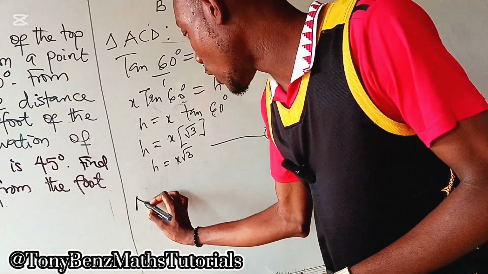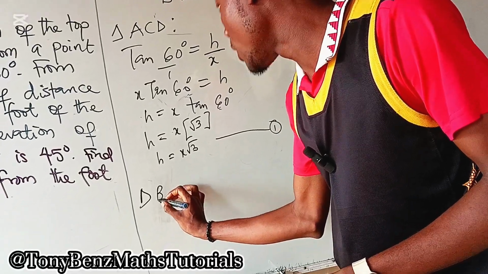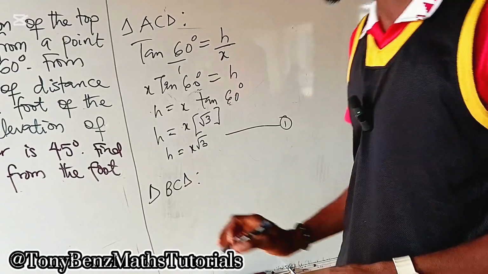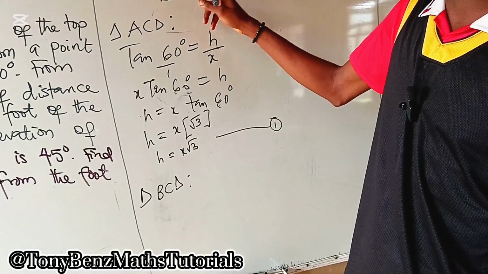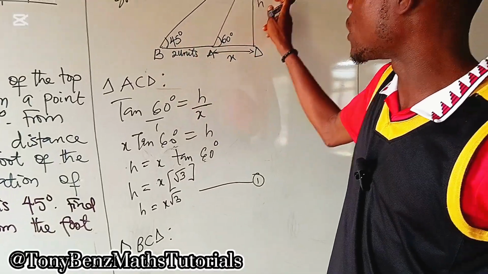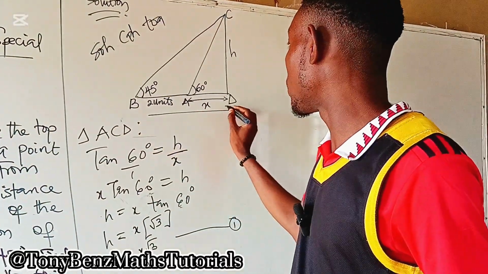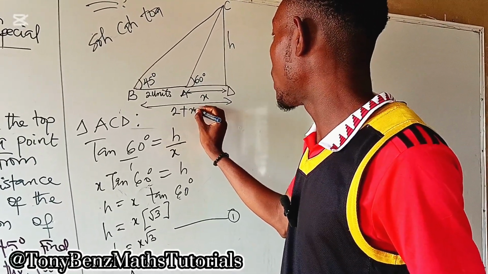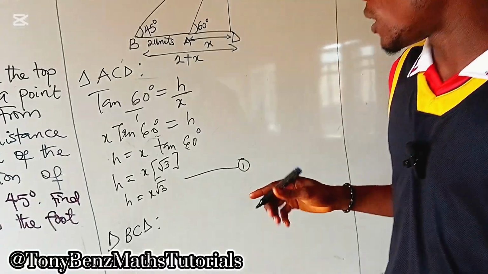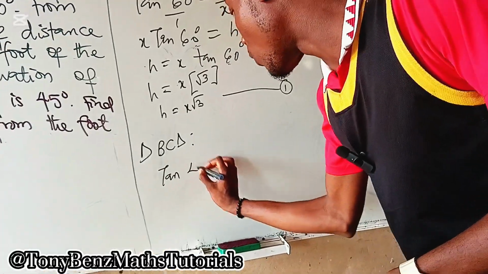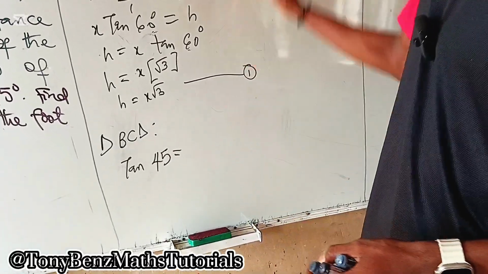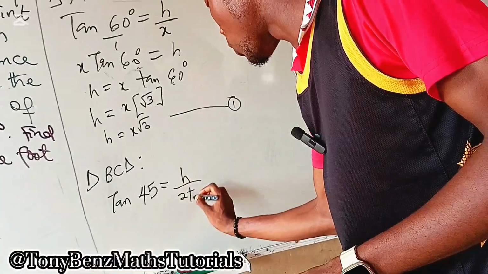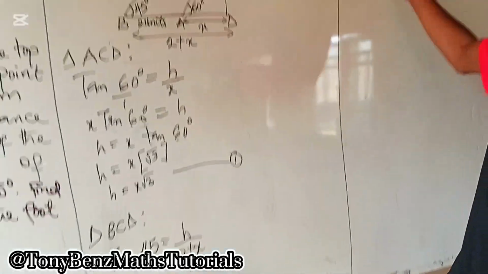Now, in triangle BCD, we're going to make use of 45. This is the opposite and this is the adjacent. From here to here, the adjacent, is 2 plus X. So tan 45 is equal to opposite over adjacent, which is H over 2 plus X.